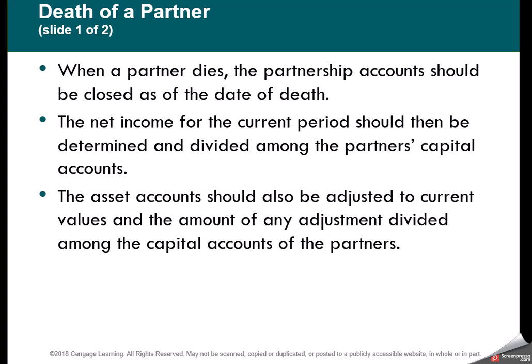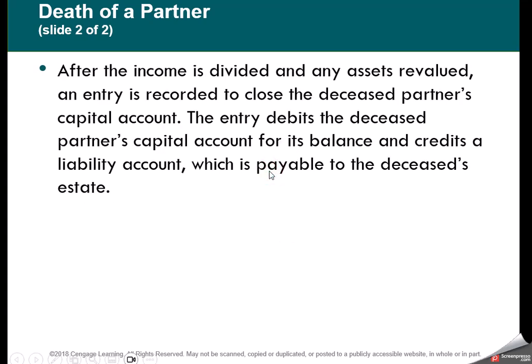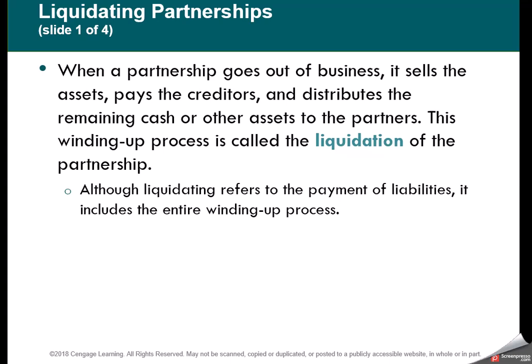When a partner dies, the partnership accounts will be closed for that partner, and the net income should then be divided into the partners' capital accounts. The assets all should be adjusted to their current values and then also divided to the partners' capital accounts. And then that income would close out to the deceased partner, and whoever their beneficiaries would be, they'd be paid to their estate.